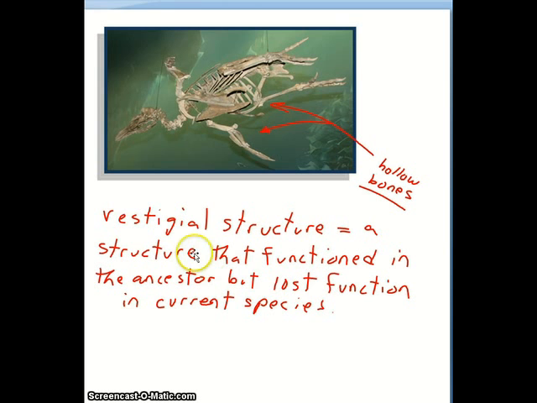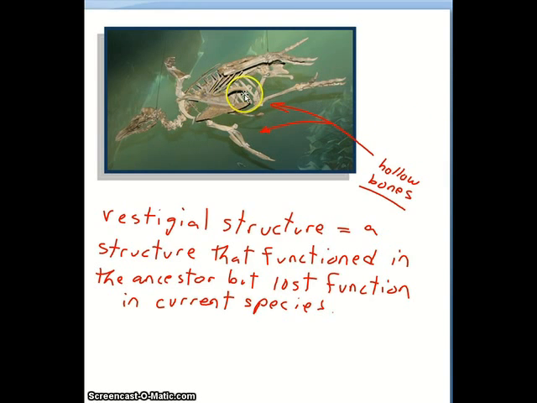So we're going to define a vestigial structure here as a structure that functioned in the ancestor but lost function in the current species. Now let's consider birds as an example. Now, birds have hollow bones. Now, this makes sense. That's an adaptation for flight, hollow bones. They are lighter, right? So birds that fly have hollow bones, and we would understand, okay, natural selection would favor a skeleton that was lighter if flight was an important capacity, right?